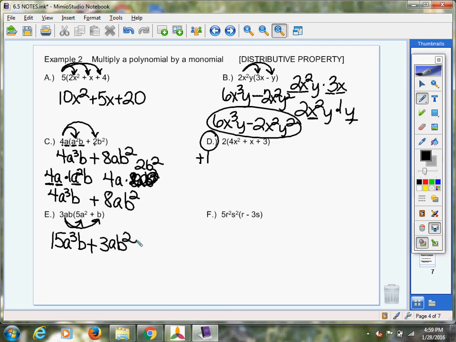So if you can get to that place and understand what you're doing, you're really sitting pretty. I'm going to let you try letter D and F as extra credit. So distribute those monomials and let's see what you get. Remember, when you do extra credit, it doesn't hurt you to try. So I'm encouraging you to go the extra mile and do your very best. Try, see what happens. You might surprise yourself.